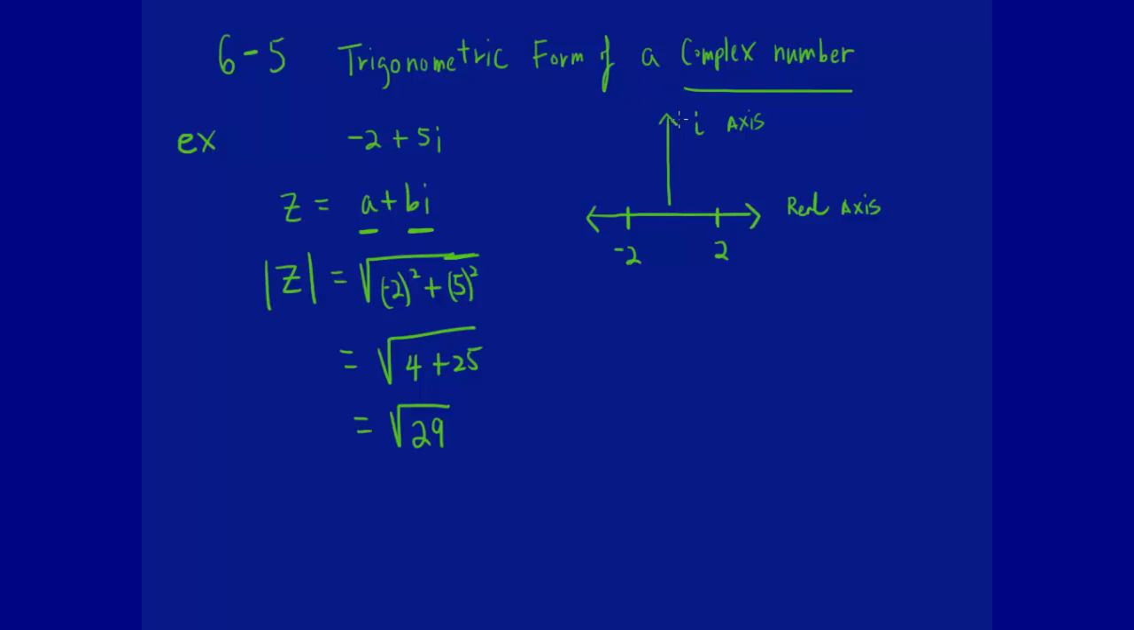So let's make this right here. It's not drawn to scale, but positive 5i is going to be over here. So negative 2 and 5i is going to be right over here, and this is going to be the actual distance. So z, negative 2 plus 5i, is on that dot, and that distance right there is going to be radical 29.